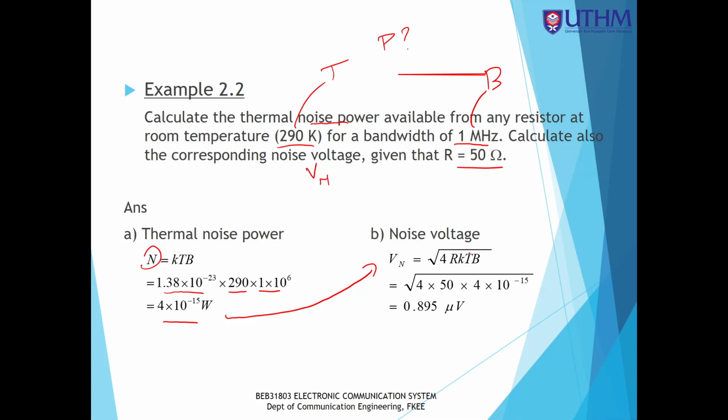Since we already know KTB, which we already defined in the previous question, we can just put it inside this equation. So 4 multiplied with resistance multiplied with KTB, and then square root. So we get 0.895 microvolt. You can try using your calculator to see whether you get this answer or not.